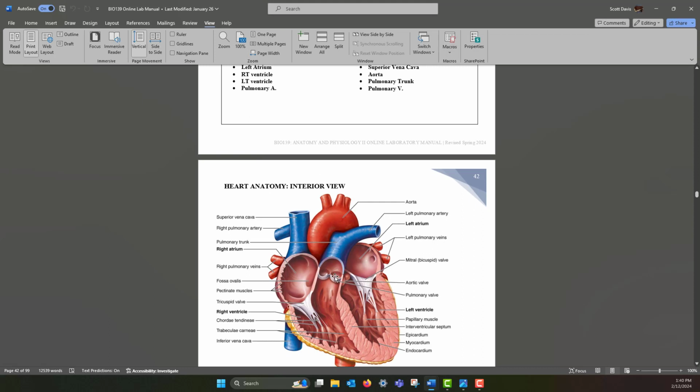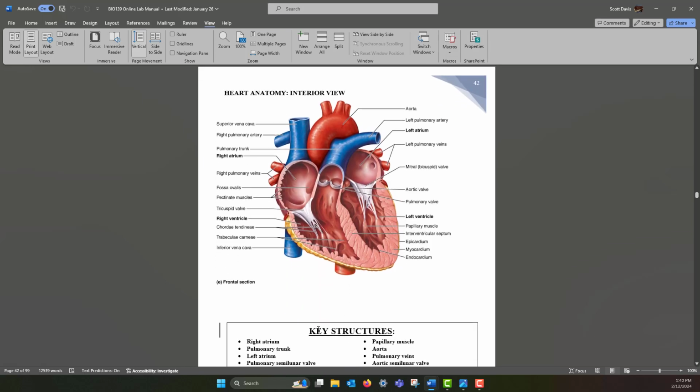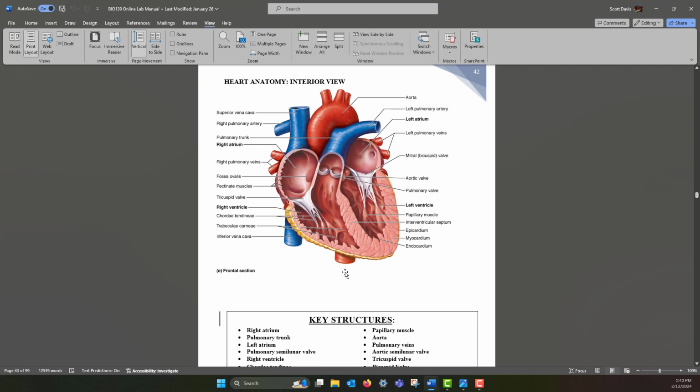The aorta leaves the left ventricle. So when the heart contracts, when the heart squeezes, blood is pushed out of the right ventricle into the pulmonary trunk. Blood is pushed out of the left ventricle into the aorta.